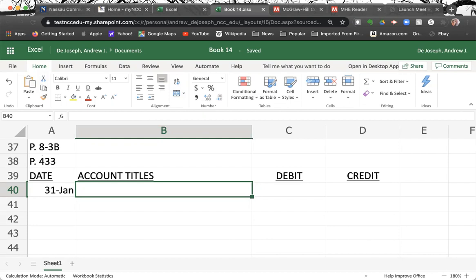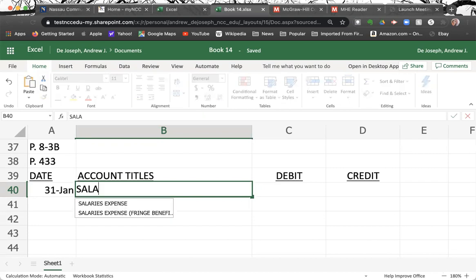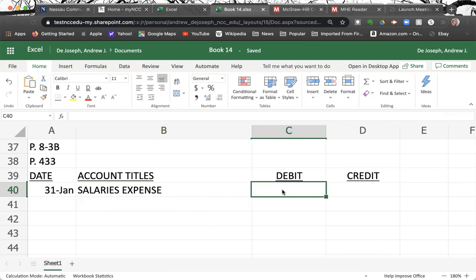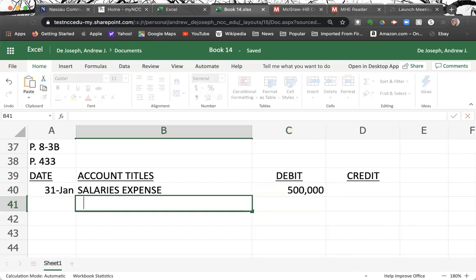So the first entry: debit to salaries expense, credit Social Security tax payable, and we had to calculate that. Oh, that was times 0.0765.